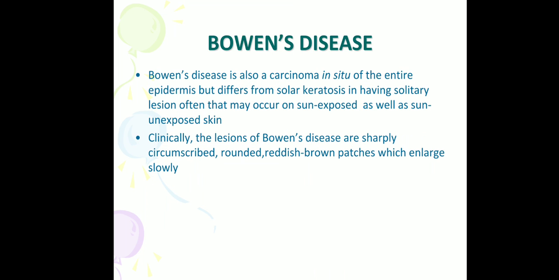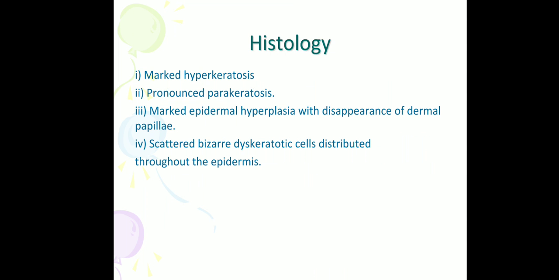Bowen's disease is also carcinoma in situ of the entire epidermis, but it differs from solar keratosis in having a solitary lesion, often that may occur in sun-exposed as well as sun-unexposed skin. So you saw solar keratosis occurred on the sun-exposed area, whereas Bowen's disease occurs both in sun-exposed as well as sun-unexposed skin. Clinically, the lesions of Bowen's disease are sharply circumscribed, rounded and reddish-brown patches which enlarge slowly.